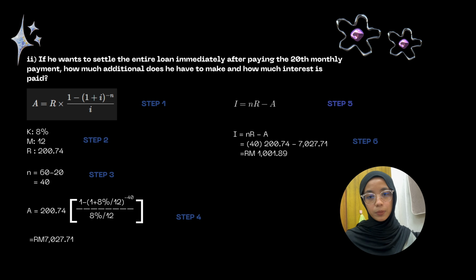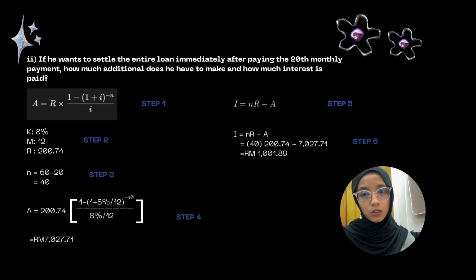Case study 2, question B. If he wants to settle the entire loan immediately after paying the 20th monthly payment, how much additional payment does he have to make and how much interest is paid? The first step is to identify the formula that should be used. We will use the present value formula. So we have K 8%, M 12, and R 200.74. To calculate the remaining loan, n is 60 minus 20 equals 40 months.